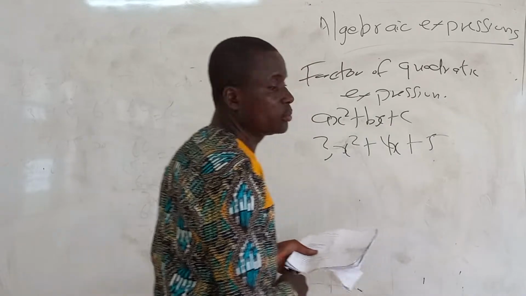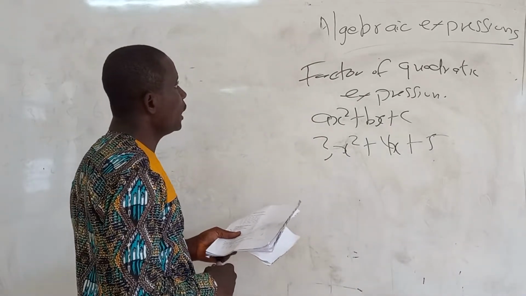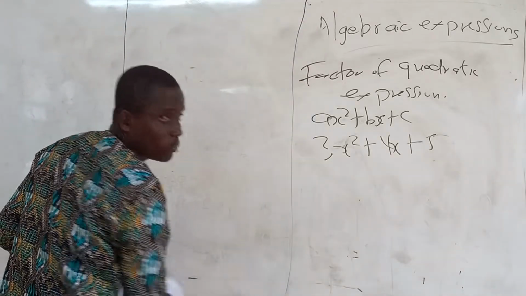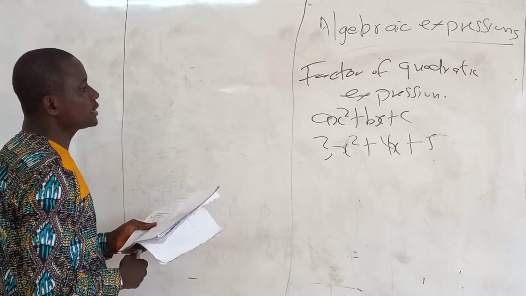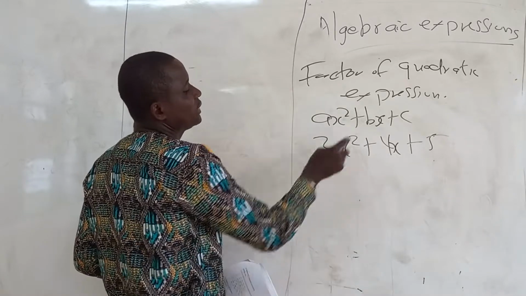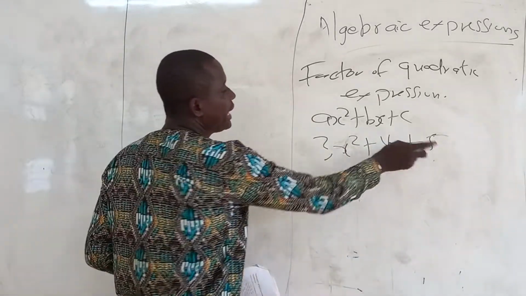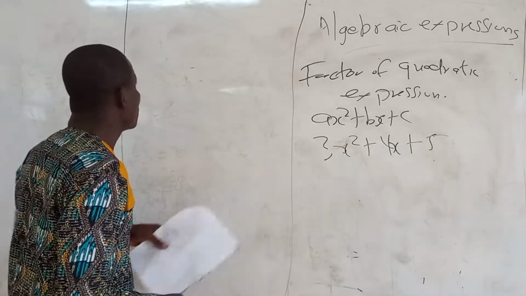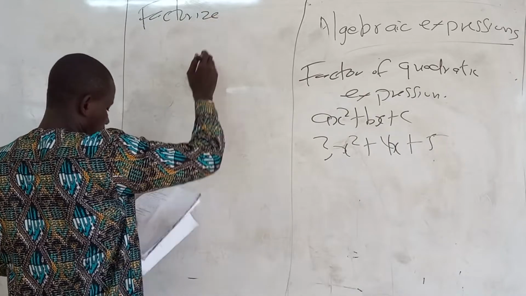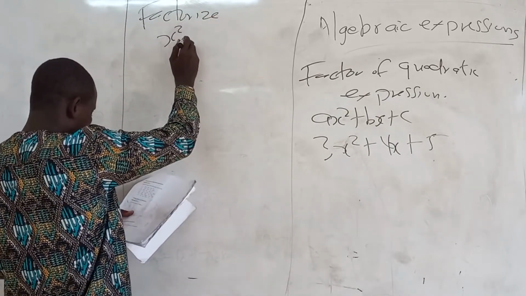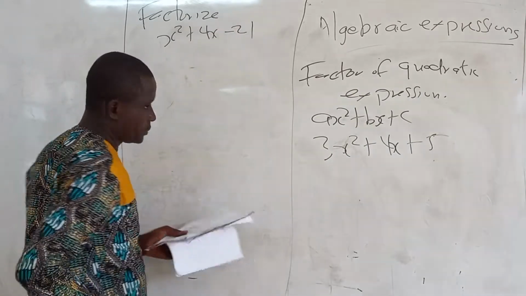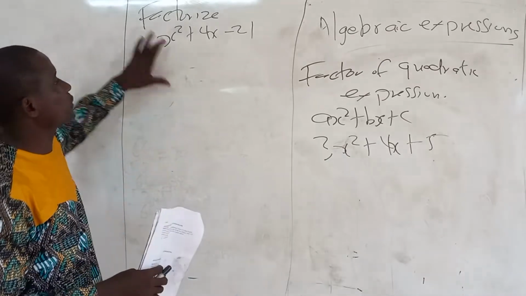So, over here, let's look at a typical example of that factorization. And note that for a quadratic expression, the term attached to the x squared is the a. The term attached to the x is the b. And then the constant is the c. So we say that, factorize x squared plus 4x minus 21. We want to factorize this.